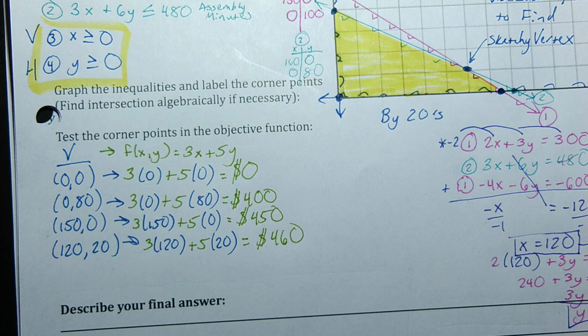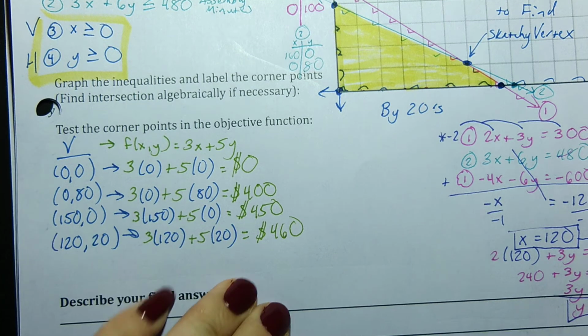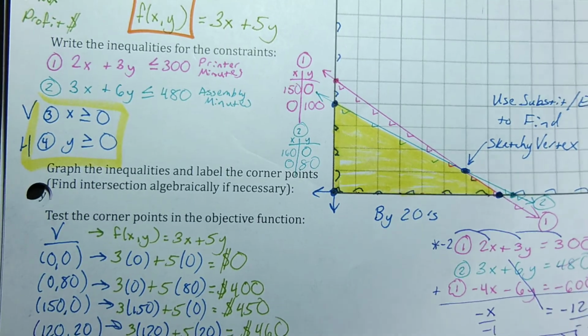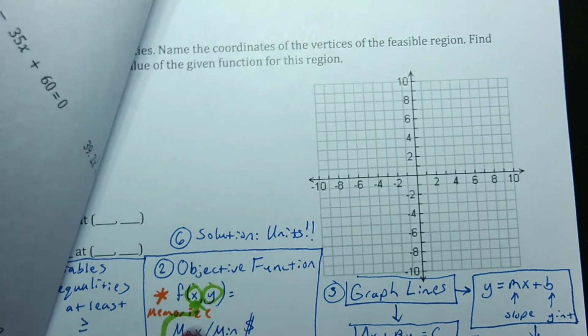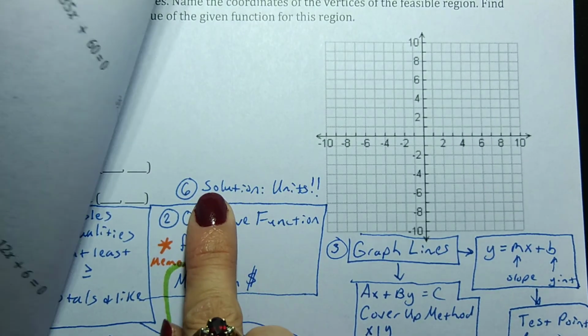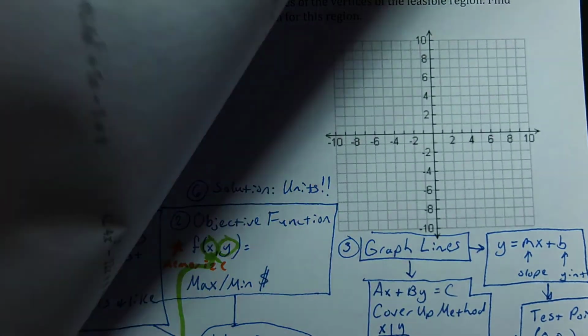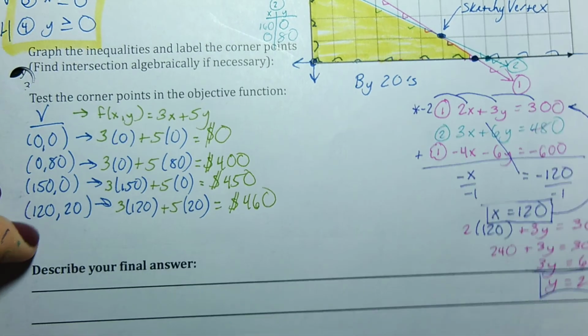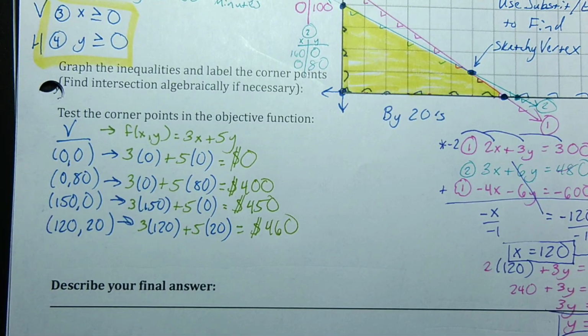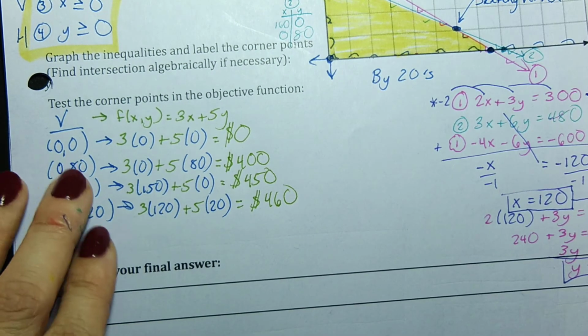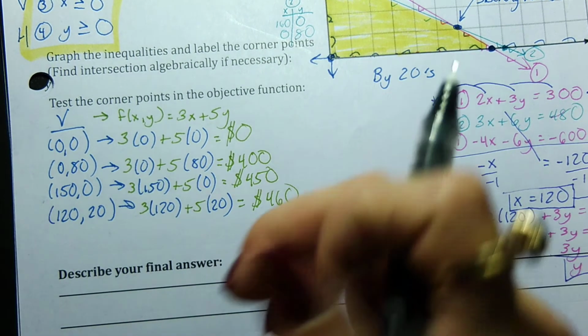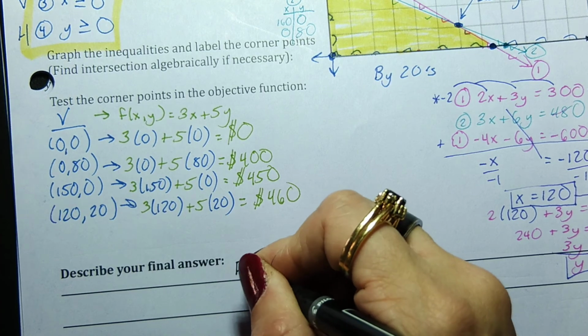So our final step is to choose our solution and to answer the question, making sure we use proper units. So this is what we mentioned on the front, saying after you plug into your objective function, you need to state your solution in terms of the units of the problem. So we're not going to say a max of 460 at the coordinate 120, 20. Because this is a story problem, we have to use units, and we have to use kind of complete sentences.